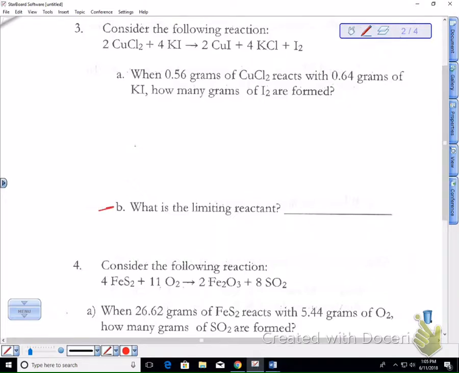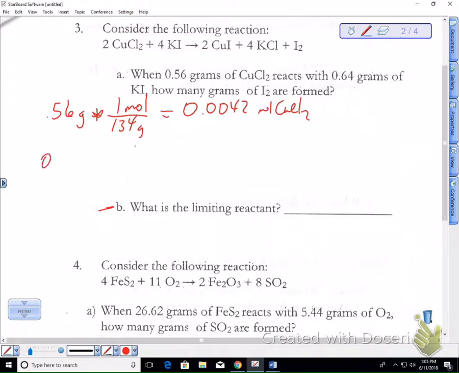So this time the difference is I'm not starting with moles. If I'm not starting with moles, I have to prep this. I have to get to moles. So 0.56 grams of copper(II) chloride. Divide that by the molar mass. I know that's not 100% accurate because I left some decimal places off. But for the sake of time, let's live with that. So 0.0042 moles of copper(II) chloride.